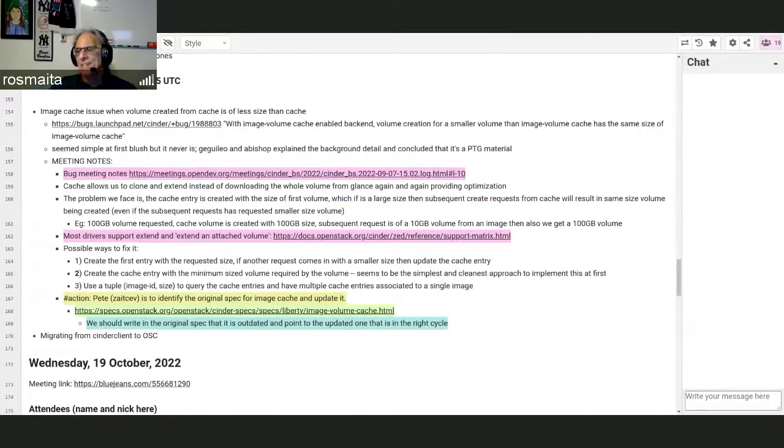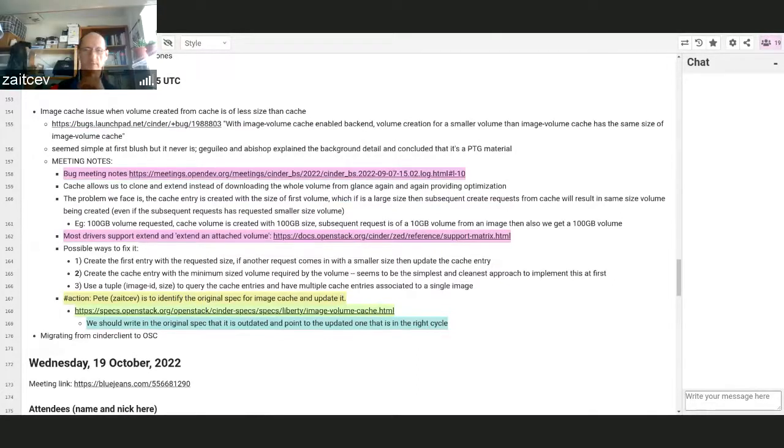I don't know. Maybe the thing to do is to put a note at the top of the old spec saying, since the spec was written, this bug came up. Yeah, I think that's the best, so that people will know where to look at the new one.